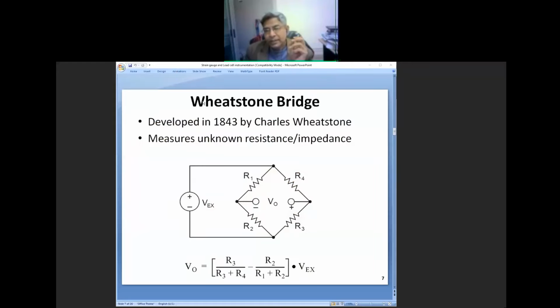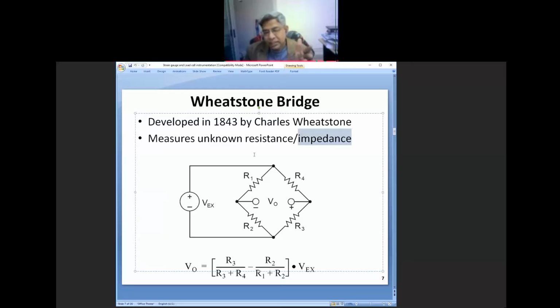To measure that resistance, we have something called the Wheatstone bridge. What is the Wheatstone bridge? Wheatstone is the name of the inventor who developed this bridge, in 1843, Charles Wheatstone. What is its purpose? It measures unknown resistance and impedance. You can say DC resistance is resistance and AC resistance is called impedance.